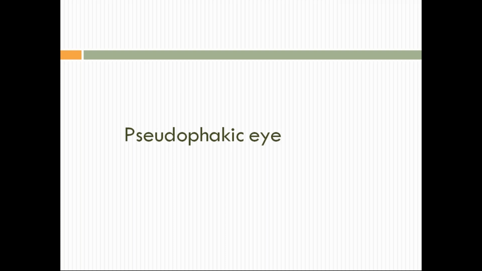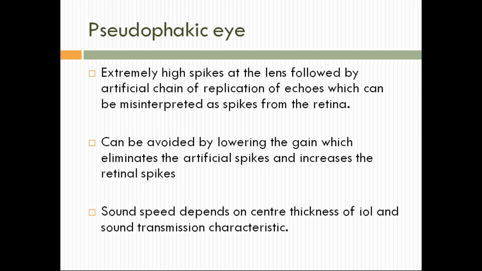Pseudophakic eyes, IOL power calculation in pseudophakic eyes. We all know that in a pseudophakic eye, extremely high spikes at the lens are followed by an artificial chain of replication of echoes, which can be misinterpreted as spikes from the retina. It can be avoided by lowering the gain, which eliminates the artificial spikes and increases the retinal spikes. Sound speed depends on the center thickness of the IOL and sound transmission characteristics.